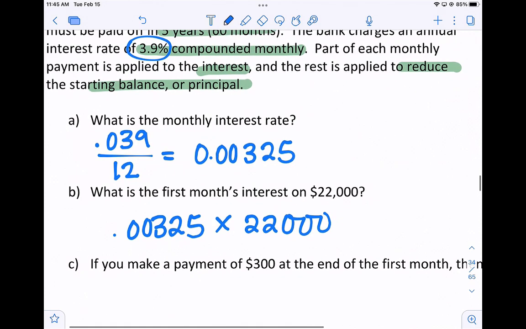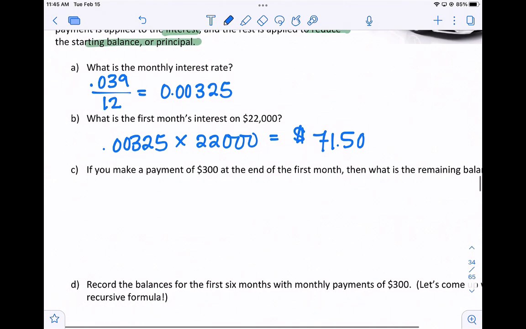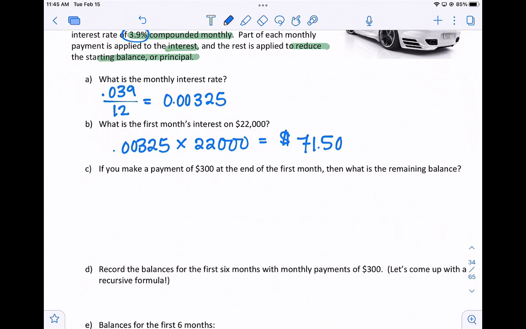And this is just the interest, like when you pay it down, this is what goes towards the bank. The bank on the first month makes $71.50 off of you. So this is just the first month. This amount goes towards the bank, and the rest of your payment goes towards paying off your car. So it says if you make a payment of $300 at the end of the first month, what's the remaining balance?